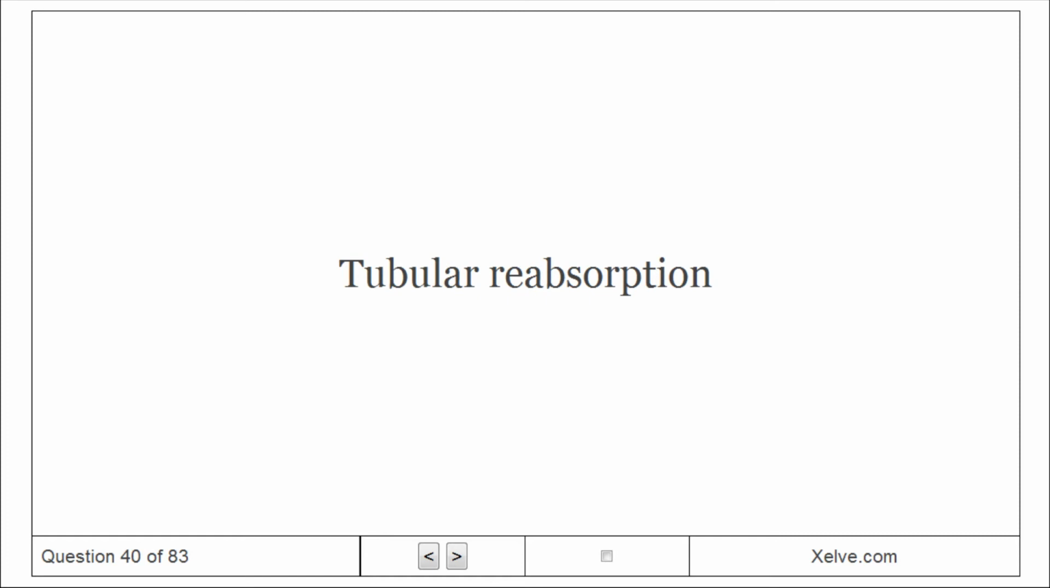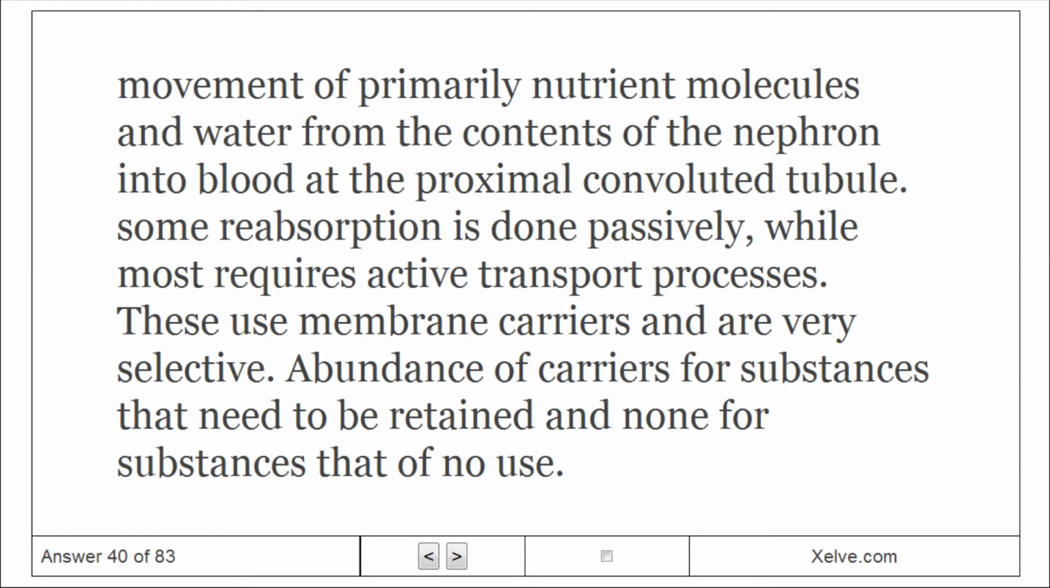Tubular reabsorption. Movement of primarily nutrient molecules and water from the contents of the nephron into blood at the proximal convoluted tubule. Some reabsorption is done passively, while most requires active transport processes. These use membrane carriers and are very selective. There is an abundance of carriers for substances that need to be retained and none for substances that are of no use.